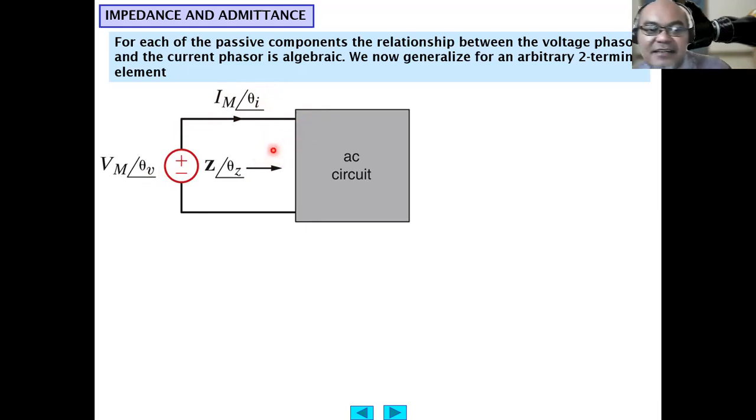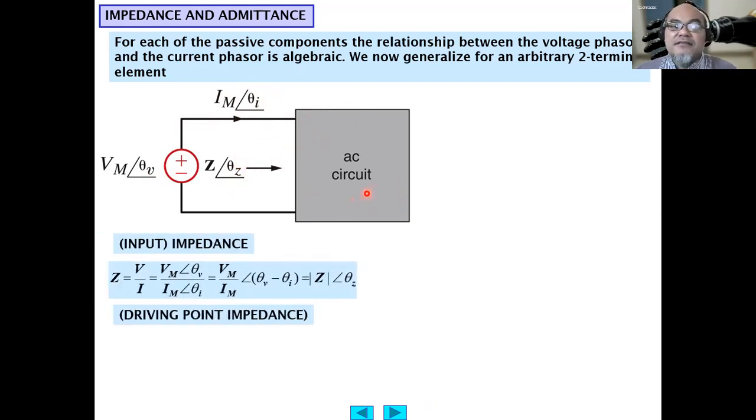Now we define here an impedance that belongs to this AC circuit. The input impedance of this circuit will be defined as Z. The input impedance equals the voltage divided by the current, or Vm with an angle of theta V, divided by Im with a phase angle of theta I. So the magnitude of the impedance equals Vm divided by Im, and the phase angle of the impedance equals theta V minus theta I.